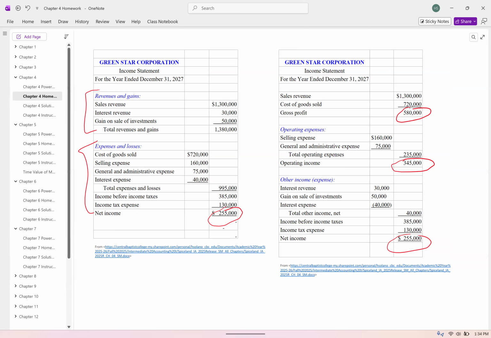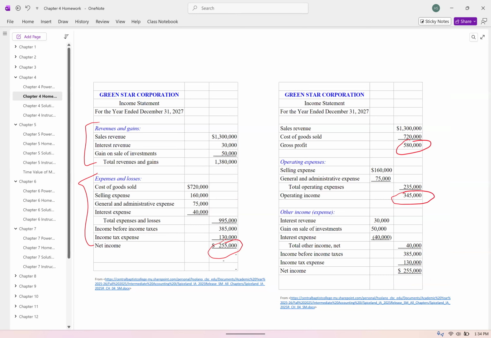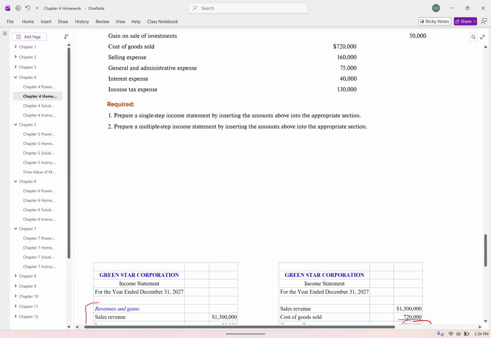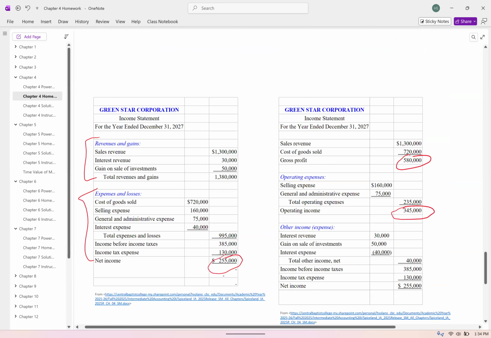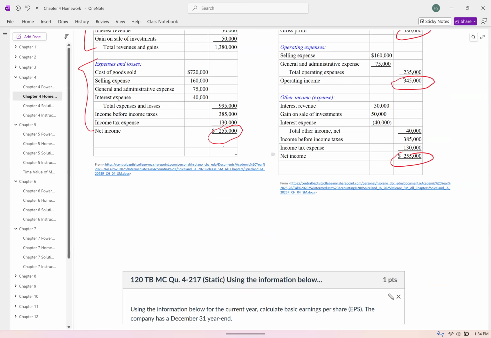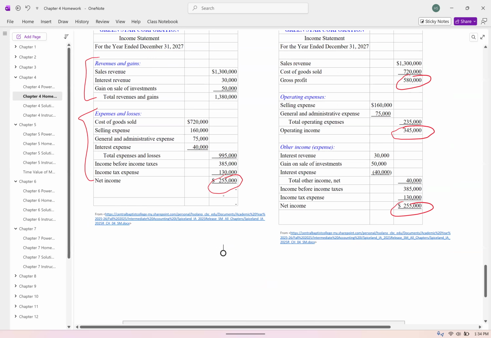Okay. Then you get the total other, and then you're going to combine that with your operating income to get this income before taxes. And then I don't know, did they give us the tax expense? They told us what the tax expense was. Sometimes they might make you calculate it. Okay. So income tax expense, and then you end up with net income. So we got the same net income. We didn't get any good information out of that single step income statement.